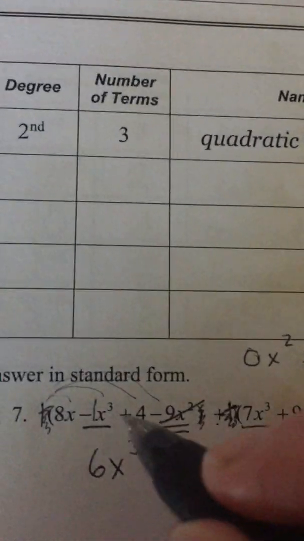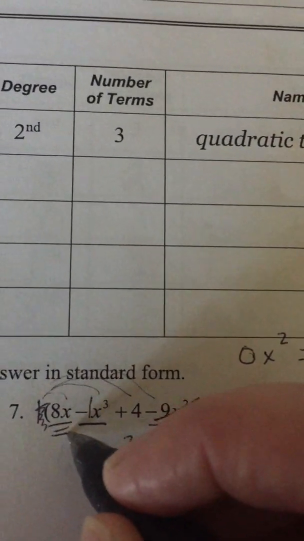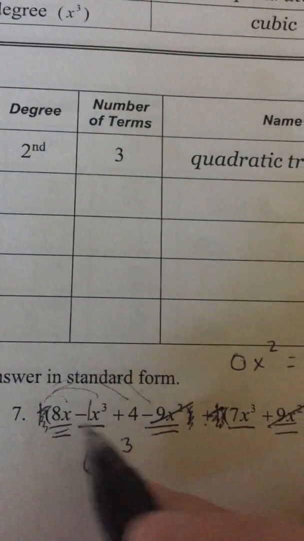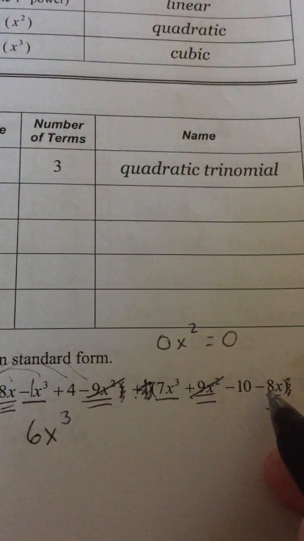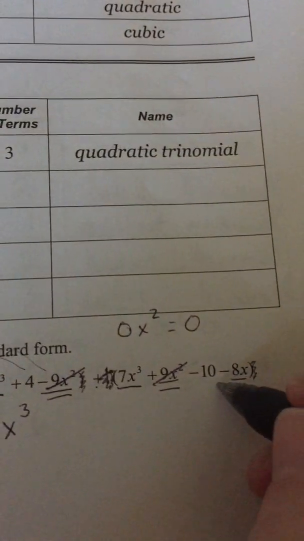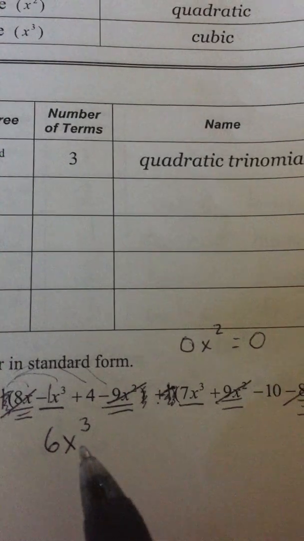Let's go look for x's. I have a positive 8x, and I have a negative 8x. So 8 minus 8 is again 0x. So they cancel out. My 8x's went away. I am now down to just the constant.